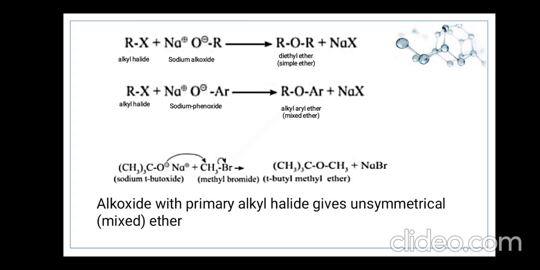One more important thing, here the alkyl halide used, that is methyl bromide, is a primary alkyl halide and less hindered or crowded. Now students, Williamson synthesis helps in preparation of unsymmetrical ether with primary alkyl halide. This is very important, that in Williamson synthesis with primary alkyl halide, it helps in preparation of unsymmetrical ether.